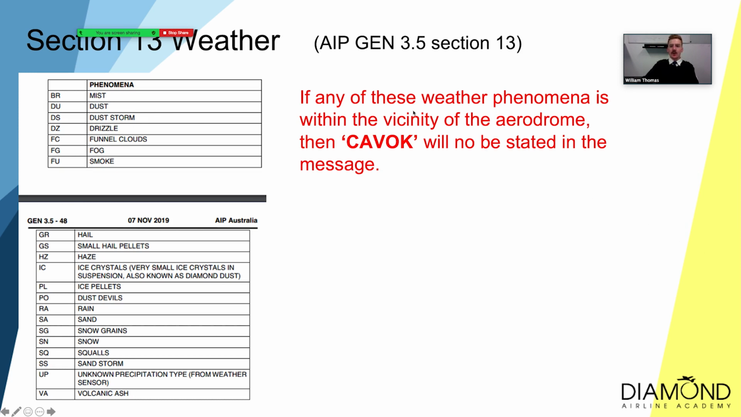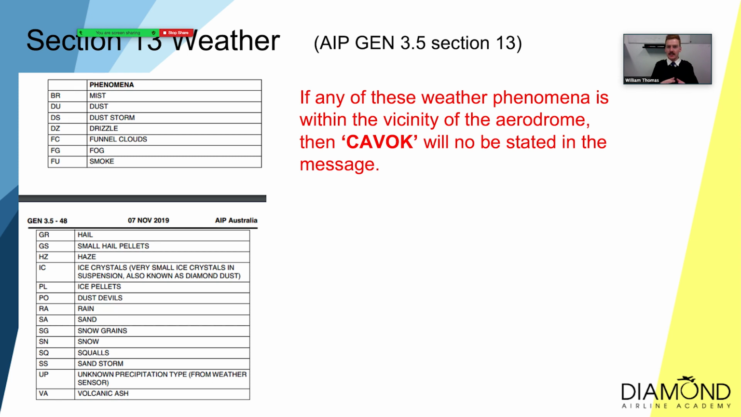Cool. If any of these weather phenomena is within the vicinity of the aerodrome, then CAVOK will not be stated. So this list, again, comes out of the AIP General 3.5, which gives us the abbreviations of all our weather phenomena, from mist, dust, dust storms, drizzle, funnel clouds, fog, smoke, hail, small hail, haze, ice crystals, ice pellets, dust devils, rain, sand, snow grains, snow, squalls, sandstorm, unknown precipitation, volcanic ash. If any of those weather phenomena are present, no CAVOK.